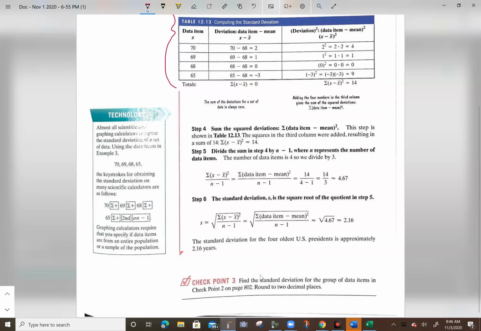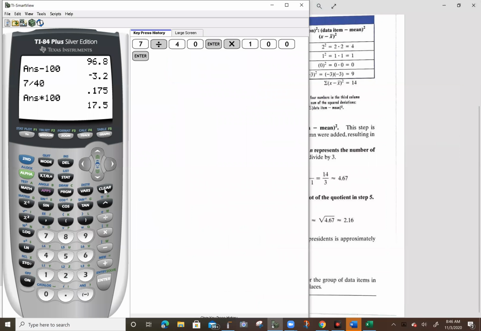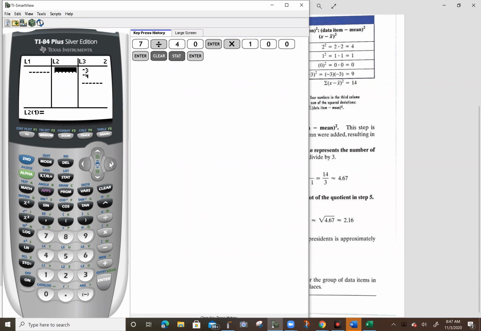So checkpoint 3 is asking us to find the standard deviation for the group of data that we just did. So those numbers were 2, 4, 7, and 11. So using your calculator, the first thing we're going to do is hit stat enter so that we can put these numbers into a list. Let me delete this so we can start fresh. So I'm going to use list 1. So again, I hit stat, enter. I'm going to list 1. I'm going to enter in this data.